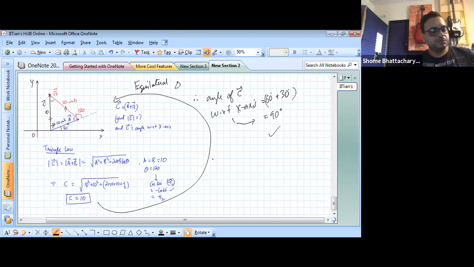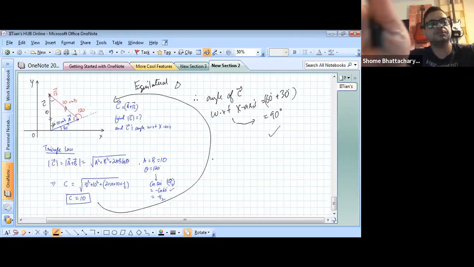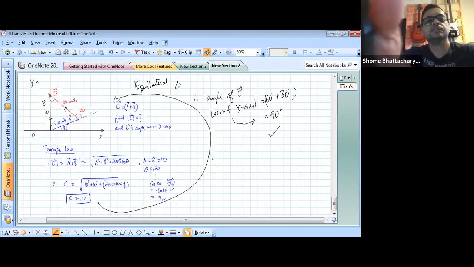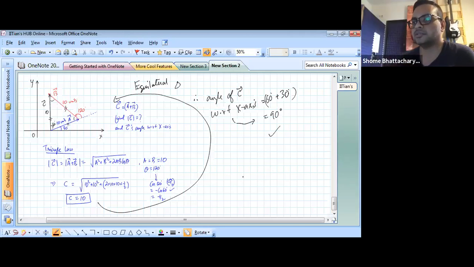Okay, people, so hope this part is also clear to all of you. Okay, now we will also do this by the component algebra method. We can also do this question by the component algebra method. For that, I'd like all of you to try this next. By the component method, I want you to solve.